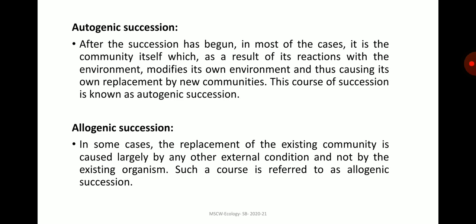What is autogenic succession? Here, after the succession has begun, in most of the cases, it is the community itself which, as a result of its actions or reactions with the environment, modifies its own environment and thus causes its own replacement by new communities. This course of succession is known as autogenic succession. It's self-creative. Now allogenic succession: in some cases, the replacement of the existing community is caused largely by any other external condition and not by the existing organisms. And such a course is referred to as allogenic succession.